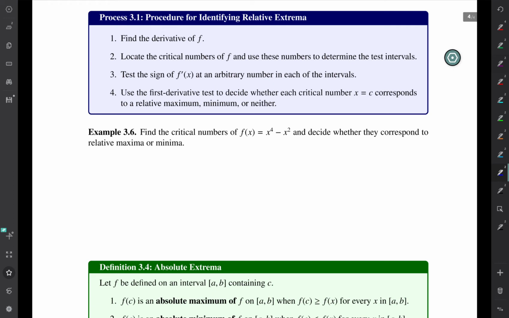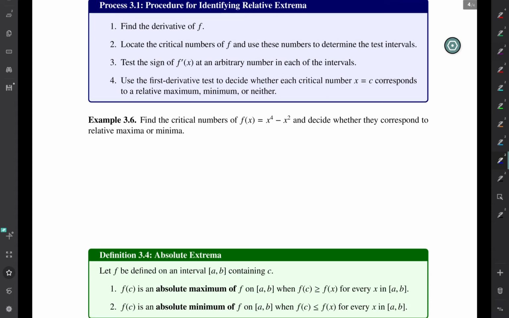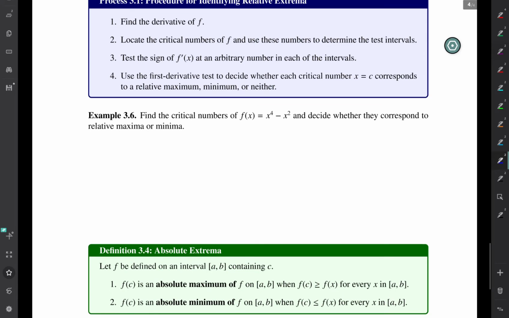Okay, I've already gone through a few examples of finding relative extrema, but procedure 3.1 walks you through all the steps. So you're supposed to find the derivative, locate the critical values of f by setting the derivative equal to 0 or looking for where it's undefined. And then you test the intervals for the sign of the derivative on each interval. And then you use the first derivative test to decide whether each critical number is a relative max or a min, or neither.